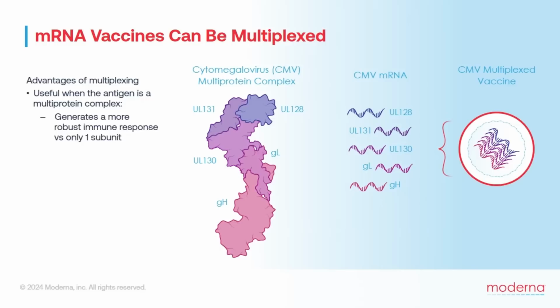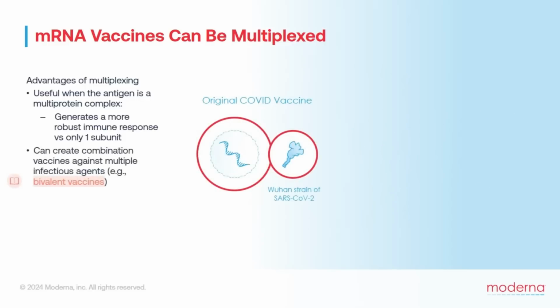In addition to the 5 mRNAs encoding the multi-protein complex, Moderna's CMV vaccine contains a 6th mRNA encoding the CMV-GB protein. This protein serves as an additional antigen, enabling an even more robust immune response against cytomegalovirus. Similarly, multiplexing mRNAs into a single vaccine also makes it possible to create combination vaccines against multiple infectious agents.